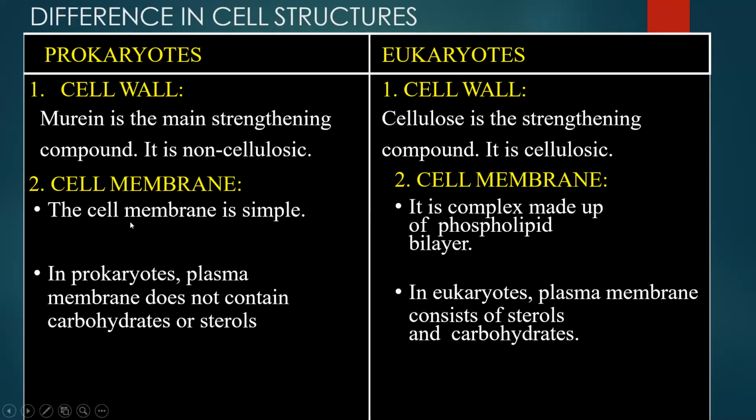cell wall. The cell membrane in prokaryotes is very simple. It is a plasma membrane which does not contain any carbohydrates or steroids. While in the cell membrane of eukaryotes, you will find phospholipid bilayers. They also contain carbohydrates as well as steroids.